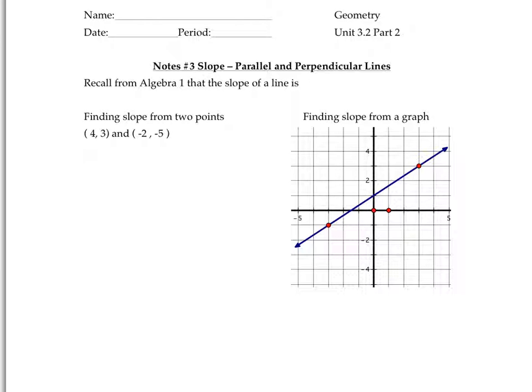Hi everyone, today's lesson from Unit 3.2, Part 2 is all about slope and also about slopes of parallel and perpendicular lines. Recall from Algebra 1 that slope of a line is represented by lowercase letter m, and we say that slope is rise over run. Or you may have seen this symbol, the change in y over the change in x. That little triangle is a little delta, and it stands for change in.